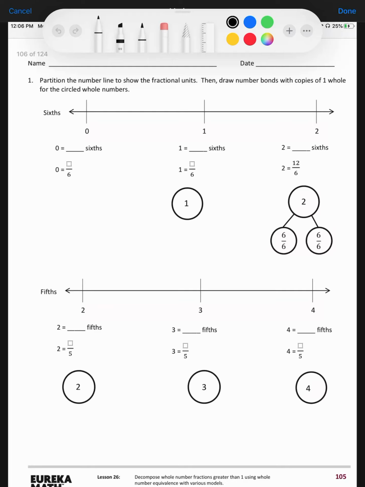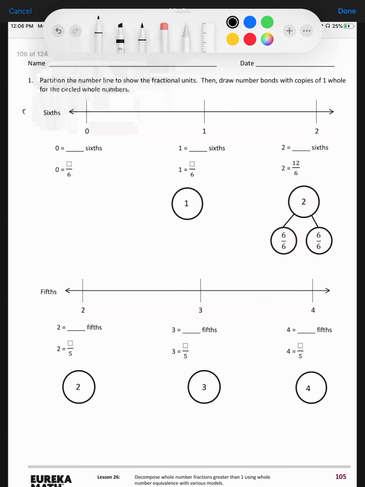We're going to still be working with fractions today. We are going to be decomposing fractions, which just means breaking them down. And we're dealing with whole numbers. All this week we've been dealing with fractions that equal whole numbers or fractions greater than a whole.